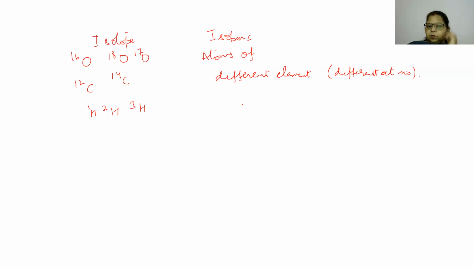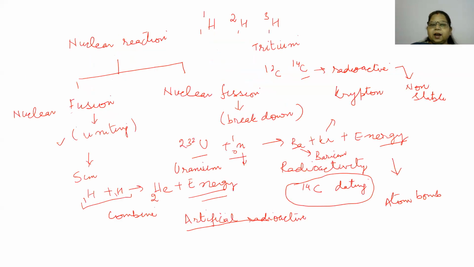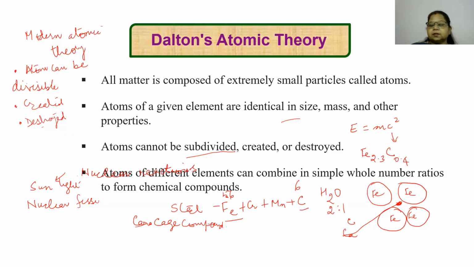See, like you have an example of argon and calcium. Both have atomic mass 40, but atomic numbers are different. It is 20 and it is 18, right? So that means the existence of isotopes and isobars itself destroys that particular fact that all atoms of an element are identical, right?